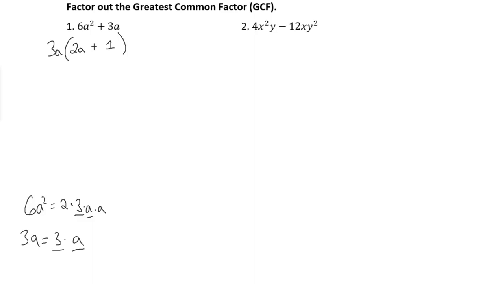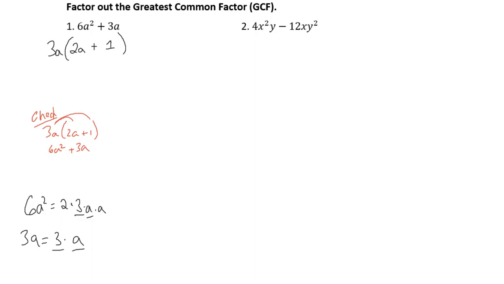And because we are factoring, the opposite of factoring is multiplication, so we can check by multiplying. 3a times 2a plus 1, if I distribute that, I get 3a times 2a, which is 6a squared, and 3a times 1 is 3a. So you can always check your factoring by using multiplication. All right, let's go ahead and look at another example.